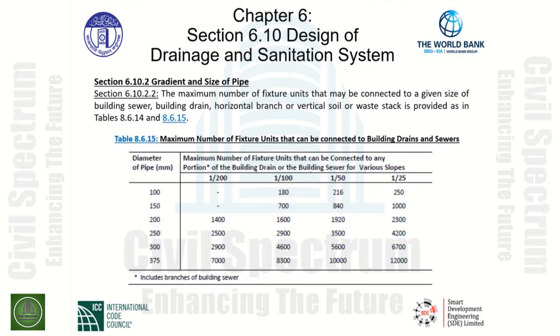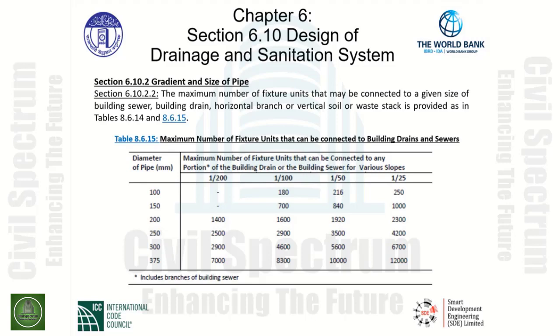Table 8.6.15 that was referenced in our previous section is titled Maximum Number of Fixture Units That Can Be Connected to Building Drains and Sewers. This is the table that we utilize to size the piping from a stack or multiple stacks to convey it horizontally in the form of a building drain and sewer.